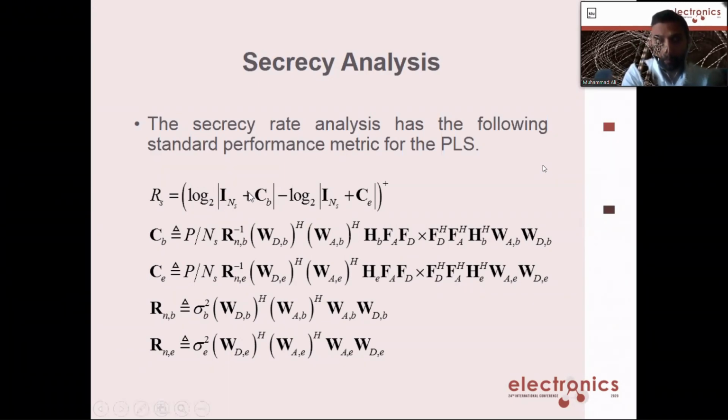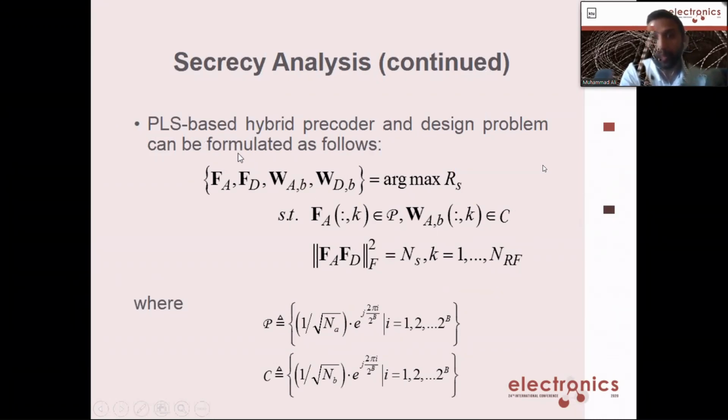The first part, the logarithmic part, is the rate of Bob, the intended receiver, and the second part is the rate of the eavesdropper. So basically we are interested in this overall secrecy rate, which is always the difference of Bob's rate minus the eavesdropper's, where CB and CE represent the capacity of Bob and Eve, and RNB, RNE are the covariance matrices of the Bob and Eve side. So what we need to do is to obtain these four terms subject to these conditions: the analog precoder, digital precoder, analog combiner, and digital combiner.